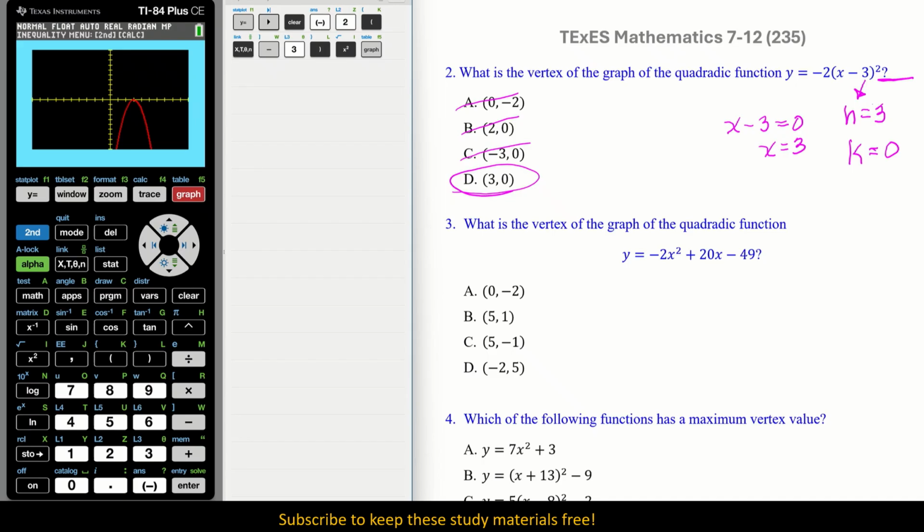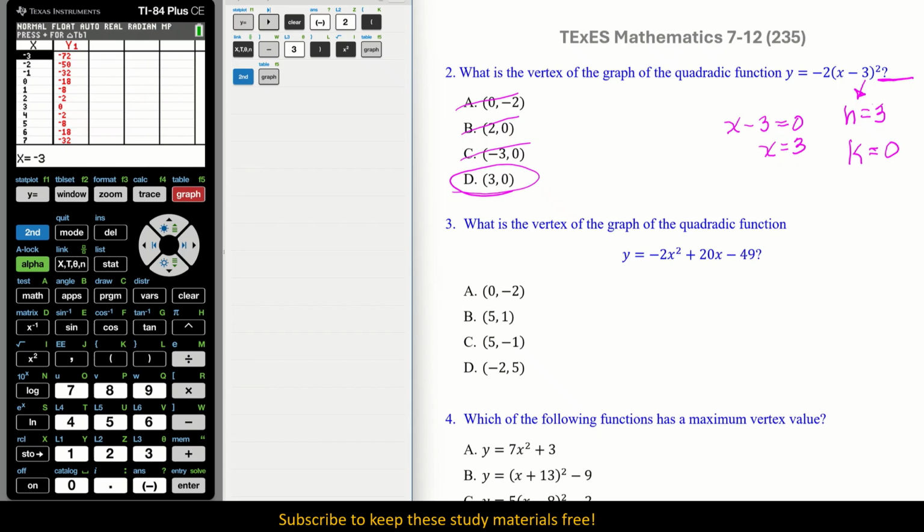And it is correct. We see 3 at 0. And we can also look at our table. We need to look at 3 and 0. Perfect. Now let's look at number 3.